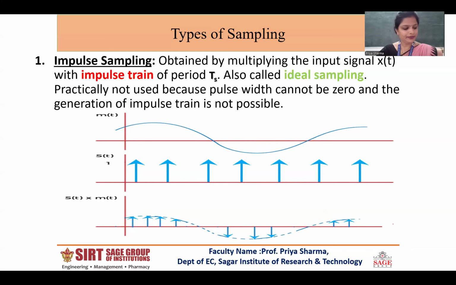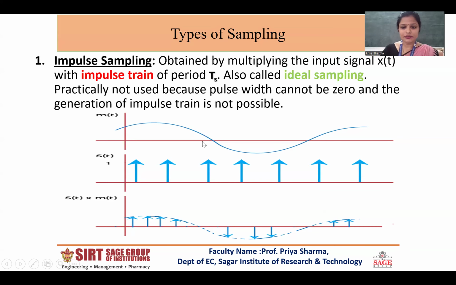Impulse sampling can be obtained by multiplying the input signal x(t) with the impulse train of period Ts. Also, it is known as ideal sampling or instantaneous sampling. Practically, it is not used because the width of the pulse cannot be zero and the generation of an impulse is not possible. That's why practically it is not used.